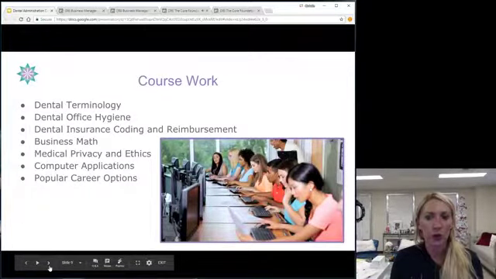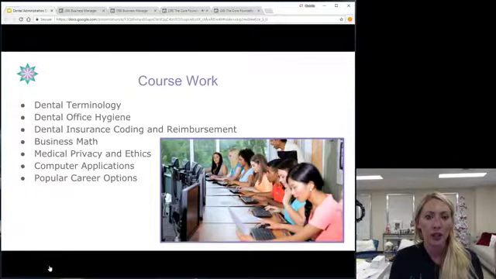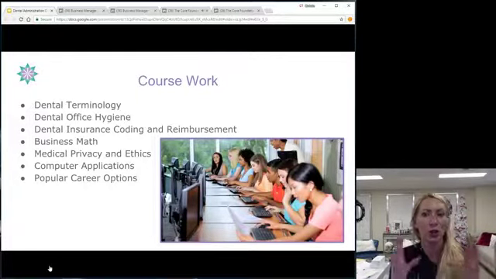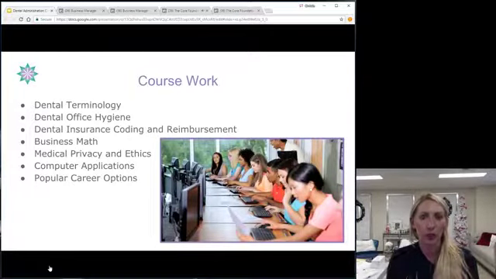The coursework: some of your coursework is you're going to learn dental terminology, dental office hygiene, dental insurance coding and reimbursement, business math, medical privacy and ethics, computer applications, popular career options. Popular career options are just the different things that you can do, job titles available after completing our course.